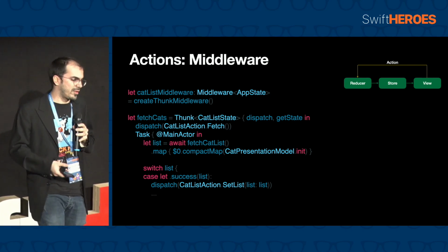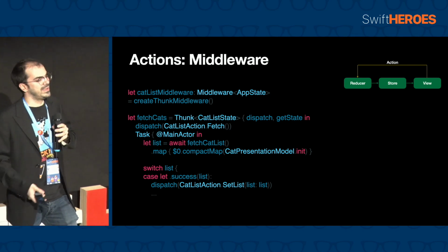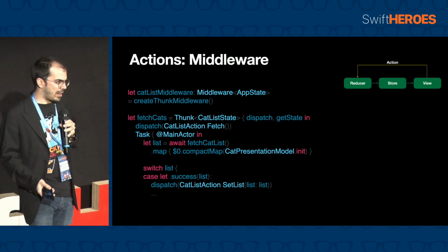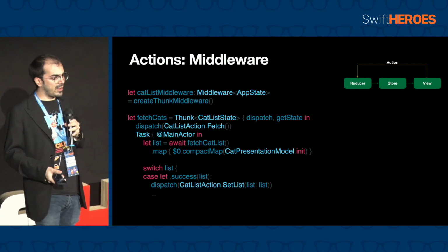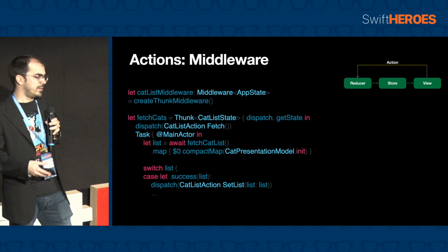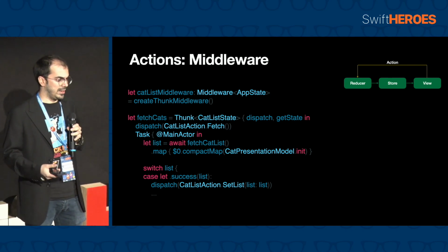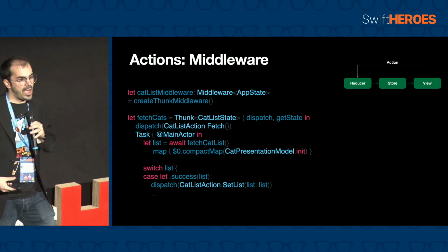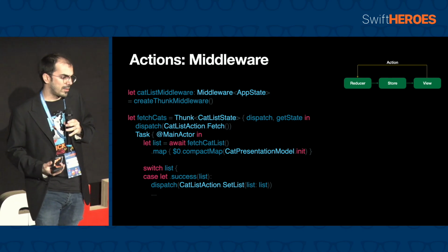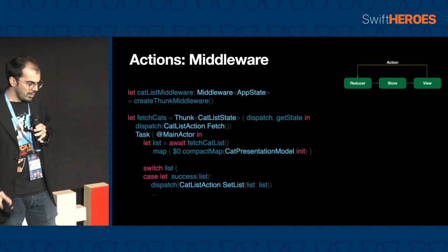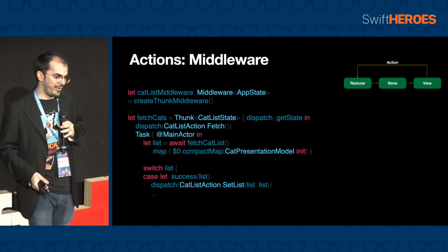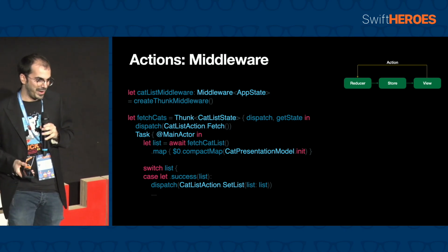The task, of course, will have the closure marked as main actor to come back on the main thread, of course. And inside the task, I will perform the server call using await, of course. And then after getting the result, I will dispatch other actions. Those two actions are the basic actions by ReSwift.